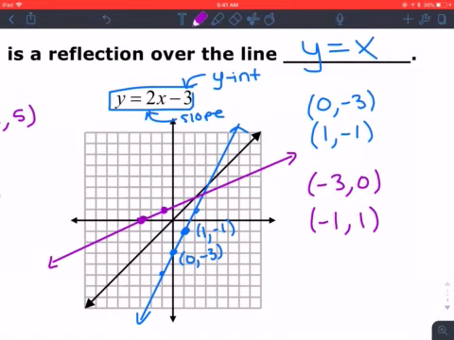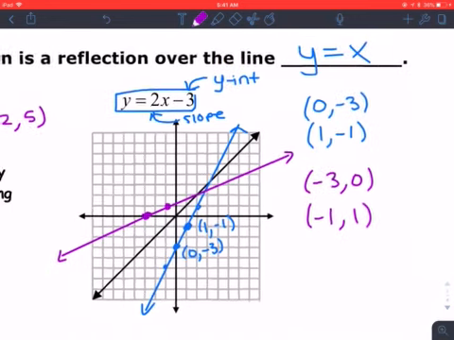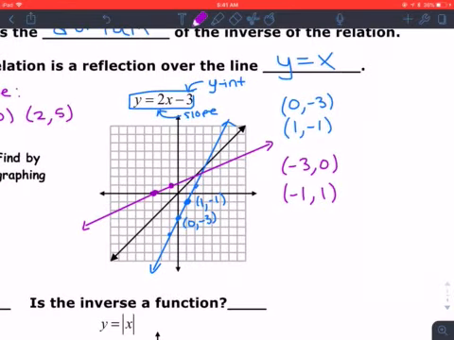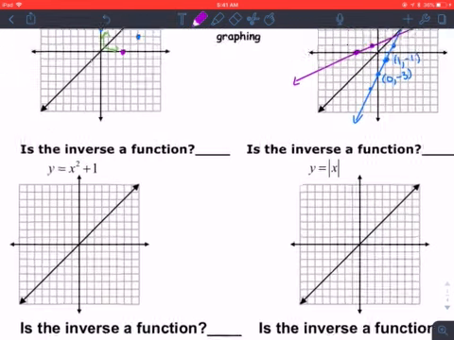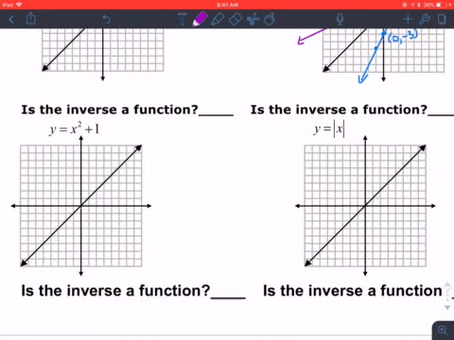Okay, and this is the line that will reflect over that line, y equals x. Of course, it's not drawn perfectly to scale, but if you did this on a piece of paper, you should be able to fold it and see that it's reflected across y equals x. Alright, so let's discuss, is the inverse a function?